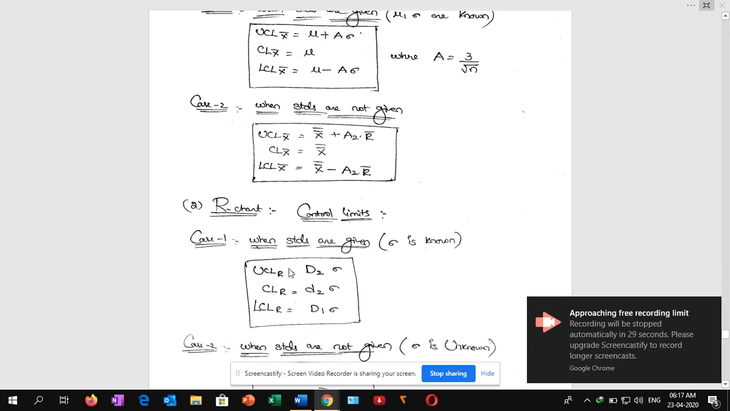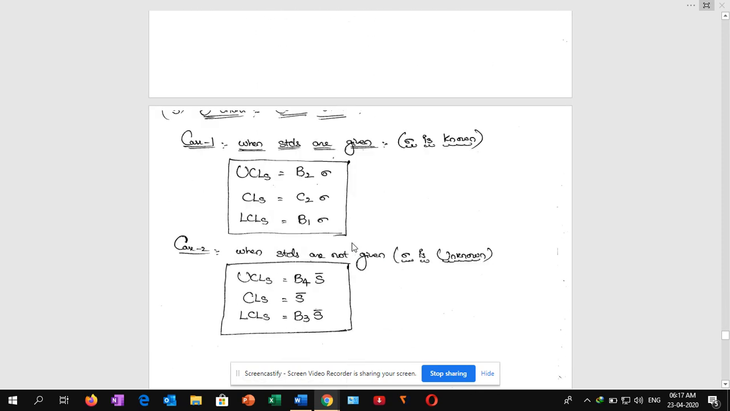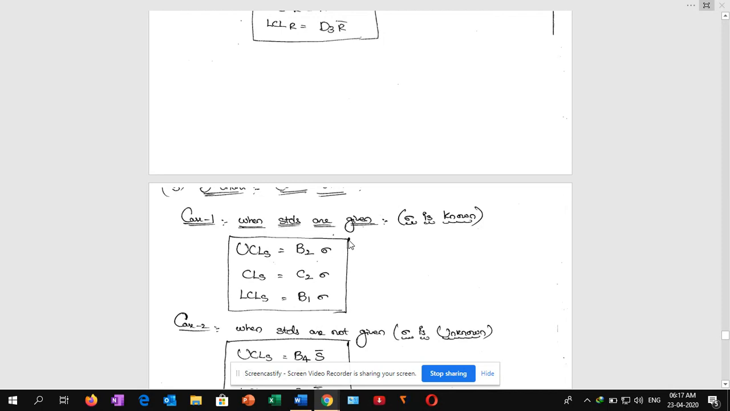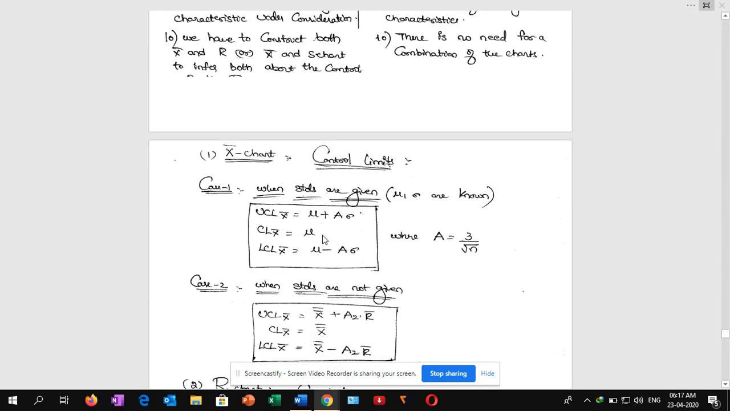And similarly the R chart, the C chart and the P chart. This is about control charts for attributes and control charts for variables. Very important chapter, easy to learn.